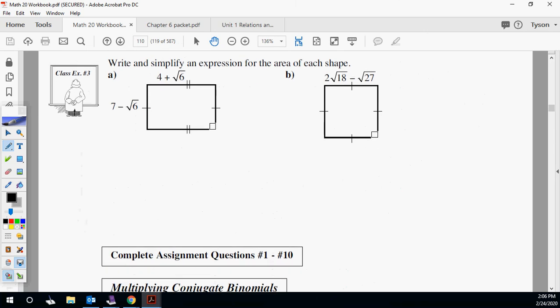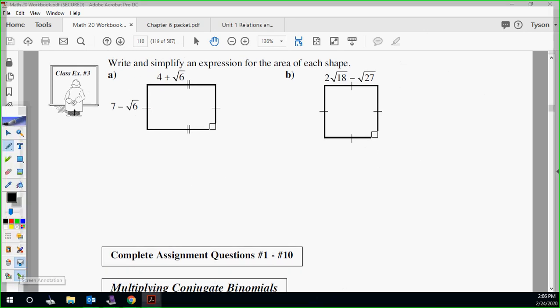And area now. So we did perimeter last time. We were doing subtraction. Now doing area. So area we know is length times width. So we're going to multiply these. In this case, you have to use your Math 10 skills and be able to FOIL.